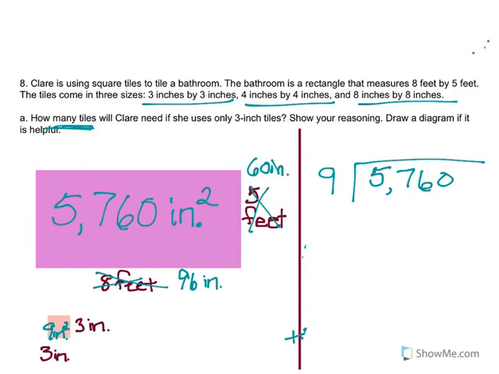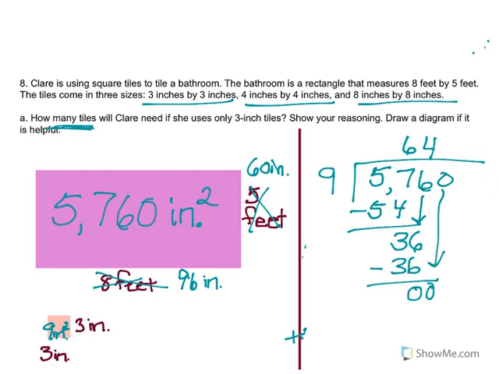So does 9 go into 5? Does 9 go into 57? Yes. How many times? 6. What is 6 times 9? 54. What is 57 minus 54? 3. So I'm going to bring down the 6. 9 goes into 36 how many times? 4. 4 times 9? 36 minus 36 is... Okay, I need to bring down the 0. I still have a place, don't I? 9 goes into 0 how many times? 0. What is my answer? So my actual answer would be 640 tiles.